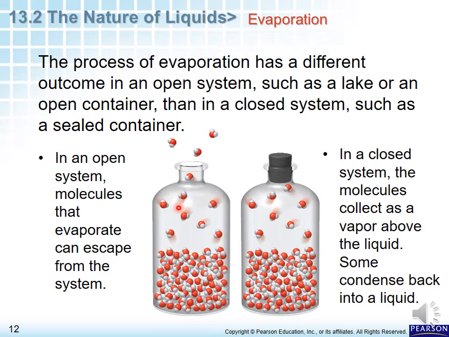So in an open system, molecules that evaporate can escape from the system. See, this is the bottle, and in an open system they can escape. But here in the closed system, the molecules collect as a vapor above the liquid. Some condense back into the liquid, means they escape from the surface, become vapor, but there is no way to go out. Then they come back, condense and go back to the liquid.